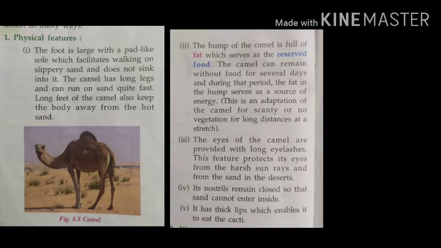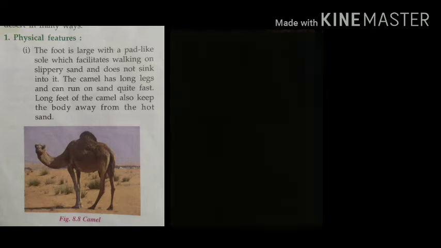The eyes of the camel are provided with long eyelashes. This feature protects the eyes of the camel from the harsh rays of the sun in deserts. Its nostrils can remain closed so that sand cannot enter inside. It has thick lips which enable it to eat cactus.